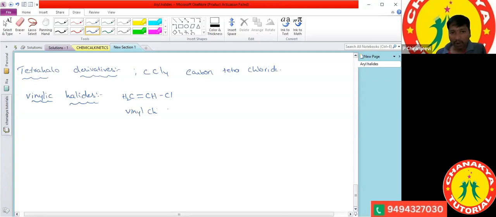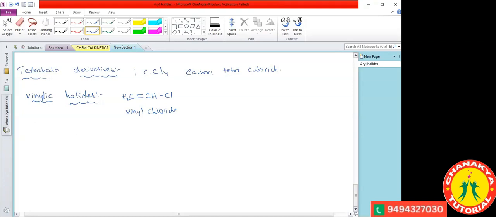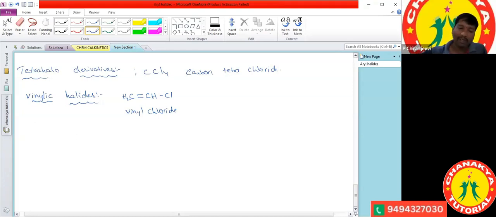Vinyl chloride. Now my question is, what is the hybridization of the halogen-bearing carbon in a vinyl halide? sp2. sp2 is the correct one. So the hybridization of the carbon attached to the halogen in a vinyl halide is sp2. Okay, now you got the clarity. Clear, everyone? Does anyone still have any doubt?